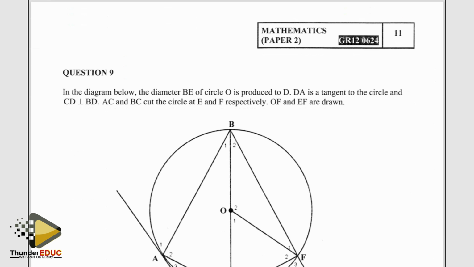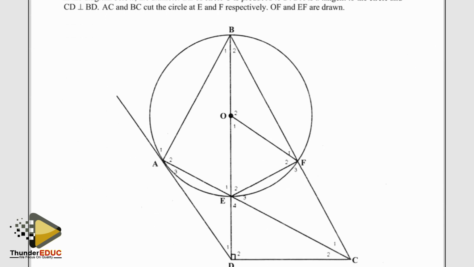Okay, then question number 9. In the diagram below, we have a diameter BE of the circle O produced to D. DA is a tangent to the circle, and CD is perpendicular to BA. AC and BC cut the circle at E and F. Beautiful. OF and EF are drawn. Okay, just 3 parts. You can do this. 9.1.